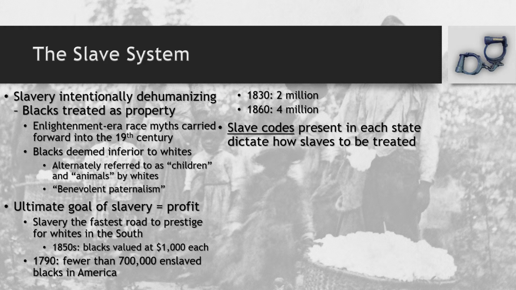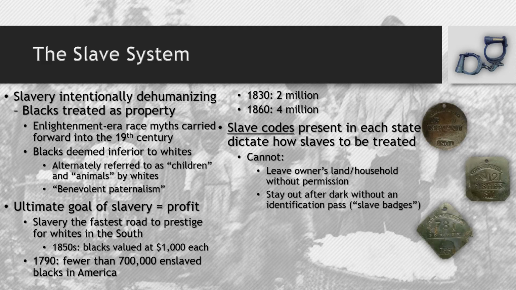Now, when it comes to keeping the system in perpetual motion here in the slave states, there are certain slave codes that are present, right? Certain laws that are put into action here to dictate, more often than not, really as guidelines more so than actual laws, how slaves are going to be treated. Some of them are universal and some of them vary from state to state, but we'll cover just a few here. By and large, slaves are not allowed to leave the owner's land or household without permission. This is something that you will run into in almost every single instance, keeping them on a leash, whether metaphorically or literally speaking. Many of them are not allowed to stay out after dark without some sort of an identification pass. And in this case, it's considered a slave badge.